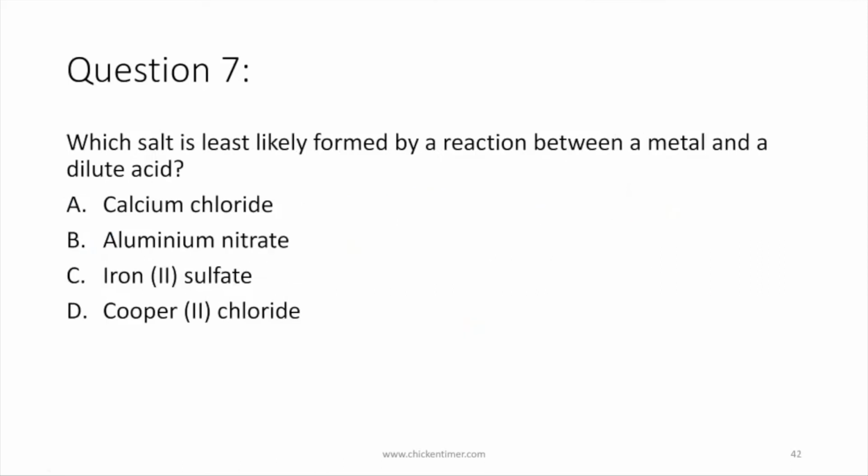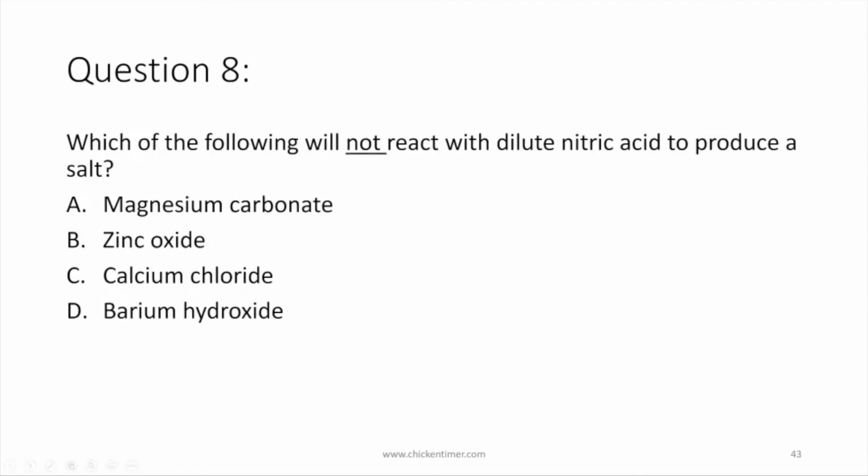Which salt is least likely to form by a reaction between a metal and a dilute acid? This is a bit difficult, but it's related to the previous question. Okay, because copper metal does not react with dilute acid. This one, which one will not react with dilute nitric acid to produce a salt.